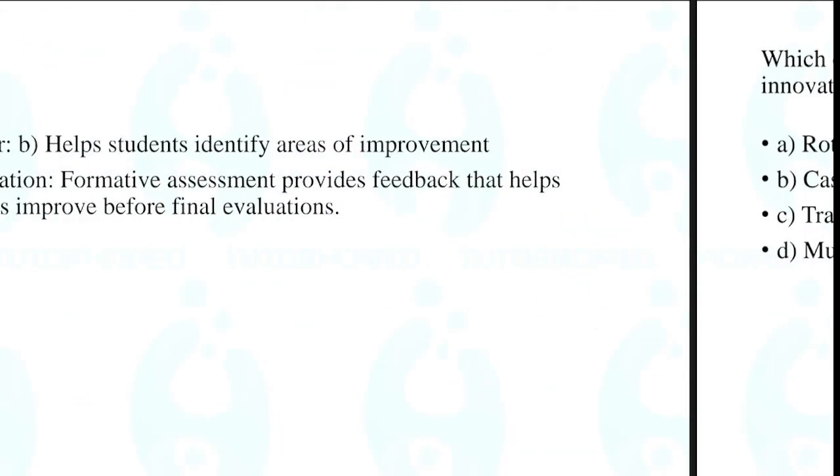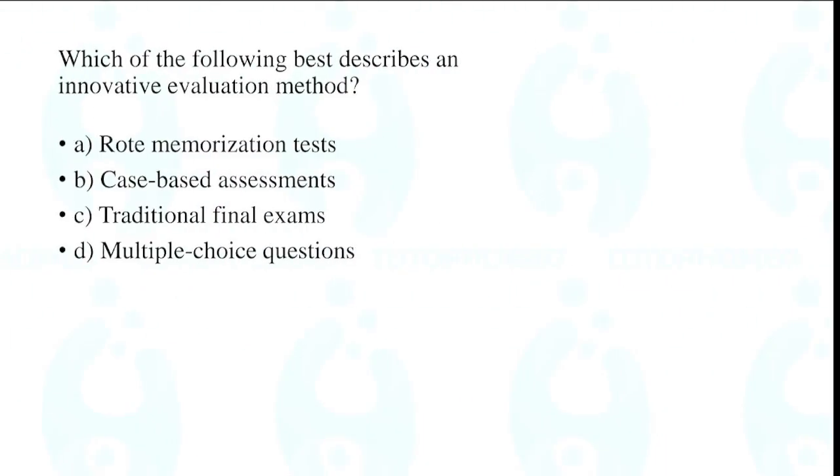Next question. Which of the following best describes an innovative evaluation method? Okay, options are rote memorization test, case-based assessment, traditional final exams, and multiple choice exams. Rote memorization is not an innovative method. Traditional final exams, again, not an innovative one. Multiple choice, again, not an innovative one. But, okay, the innovative one is the case-based assessment.